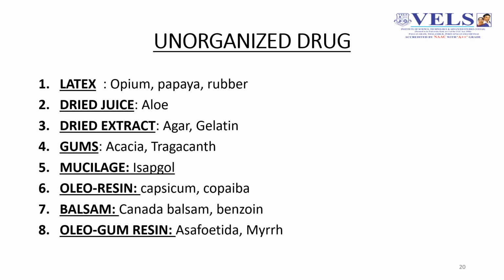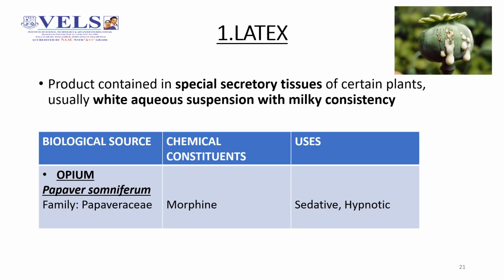The mucilage containing drug is sapwood. Then oleoresins, that is capsicum, copaiba. Then balsams, Canada balsam and benzoin. Then oleogum resin examples are asafoetida and myrrh. So first one is latex.